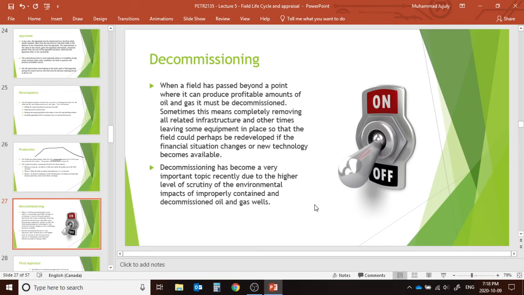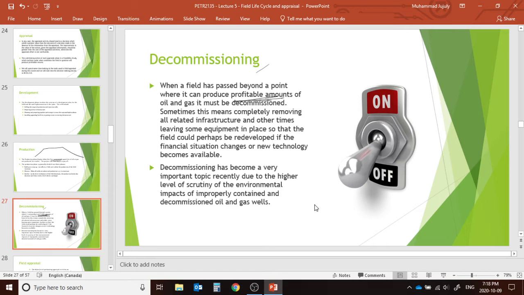Decommissioning. When the field passes beyond a point where it can produce a profitable amount of oil and gas, remember the word profitable amount, because there might be some trace amount of oil and gas in there, but it's not profitable at all. At that point, if the operating cost becomes higher than the profit, we actually start decommissioning the oil and gas field.